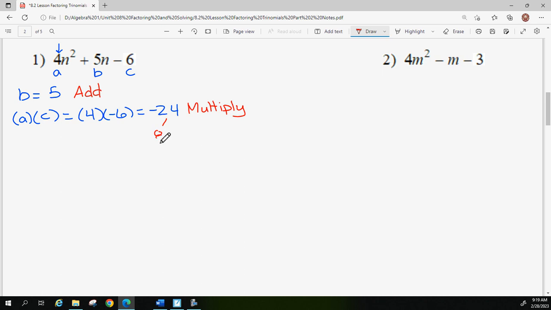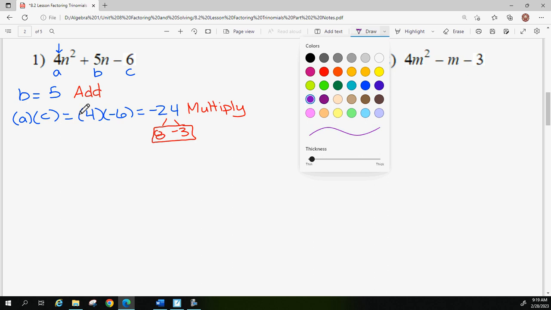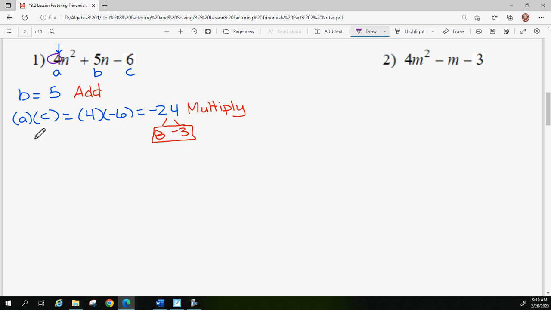And so if we multiply 8 times -3, we're going to need a negative number to get a negative answer here. 8 times -3 is -24. 8 plus -3 is +5. And so these are the factors we're going to use. And here's where our process becomes a little different when this number is not 1.